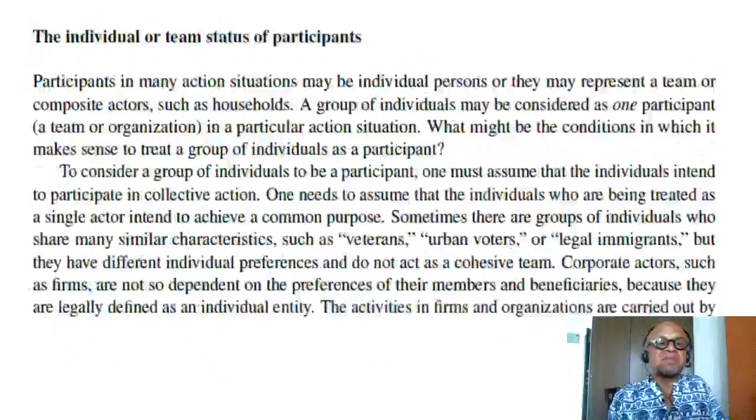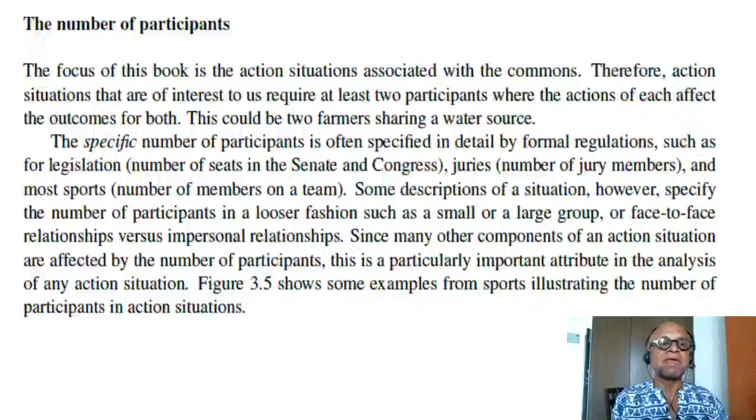The number of participants, maybe I should find an appropriate pace to break. The focus of this book is the action situations associated with the commons, so we keep coming back to that. Therefore, action situations that are of interest to us require at least 2 participants, where the actions of each affect the outcomes for both. We'll see this more clearly in the next chapter when we begin to see social dilemmas, which affect the actions, and sometimes both have the same information, sometimes they don't. This could be 2 farmers sharing a water source, for example.